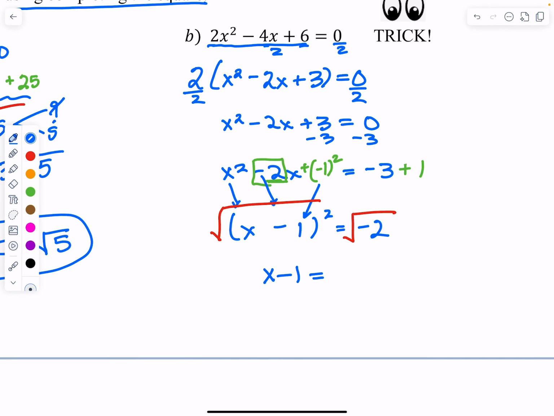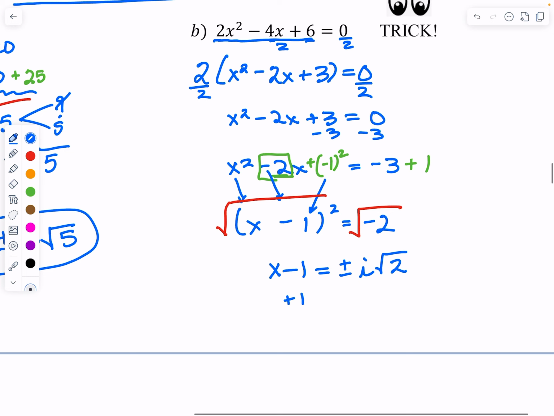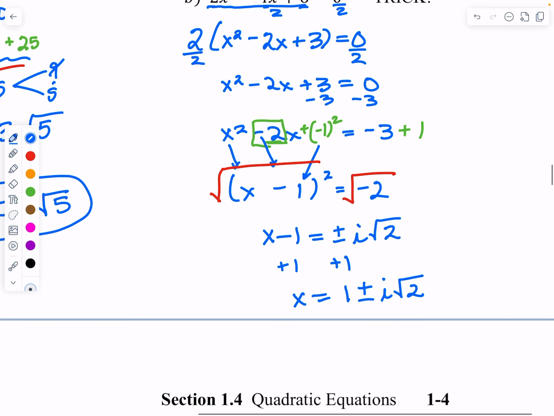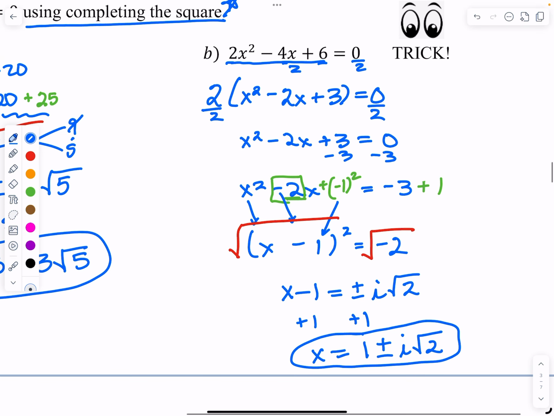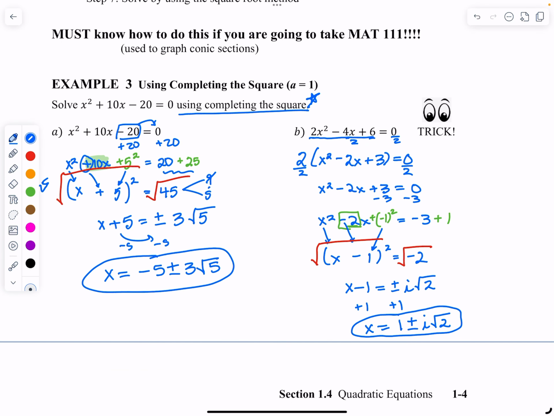And on the right, I have a negative. So that's going to come out as an i, but my 2, I can't do anything with. It stays underneath the house. And then I move my 1 to the other side. So my answer is going to be 1 plus or minus i times a decimal. And once again, remember that i is just a direction in physics. So, all right, that's how you solve using completing the square.